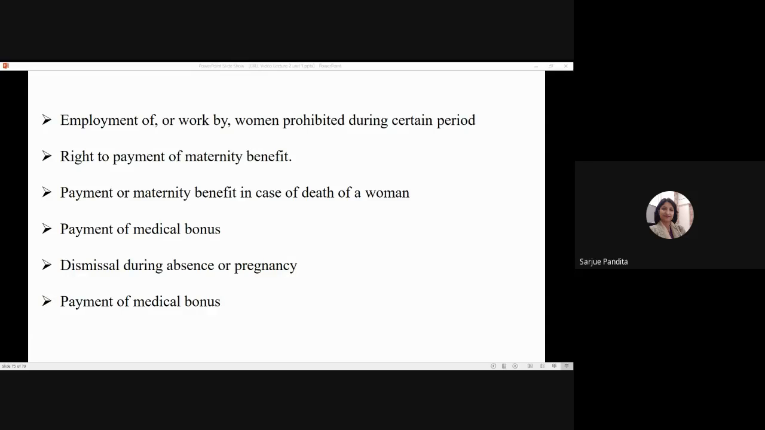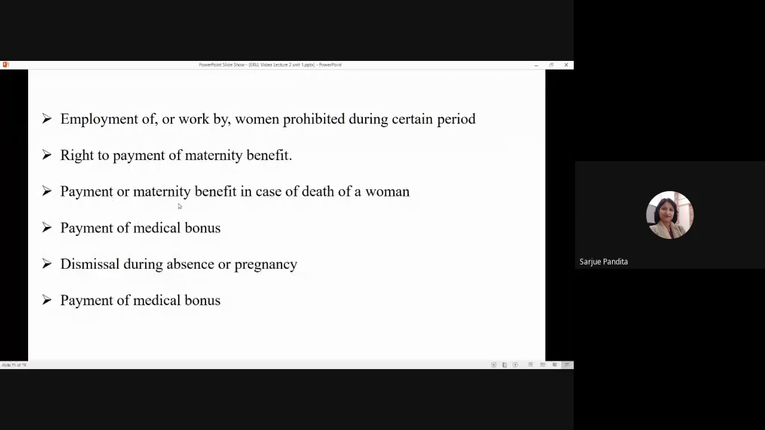Provided that where a woman dies during this period, the maternity benefit shall be payable only for the days up to and including the day of her death. That means till her death, payment will be given to her nominees. So this was under the right to payment of maternity benefit.